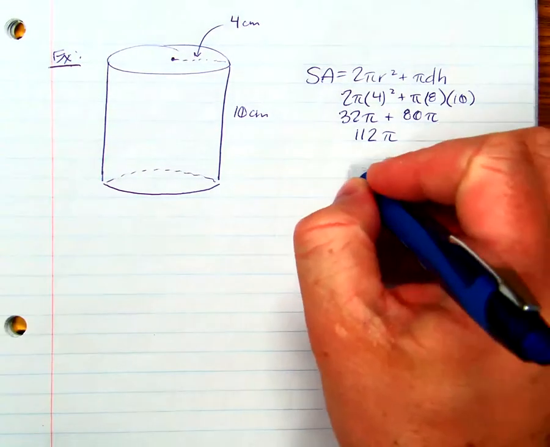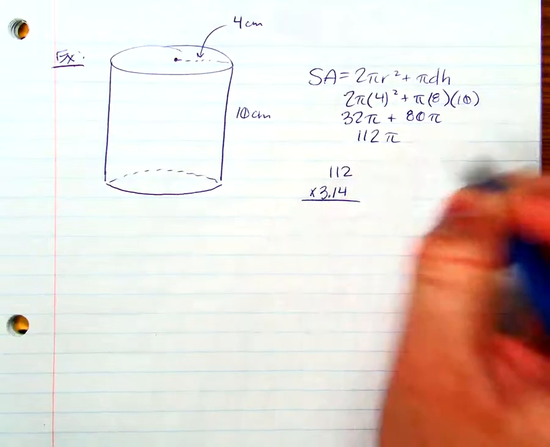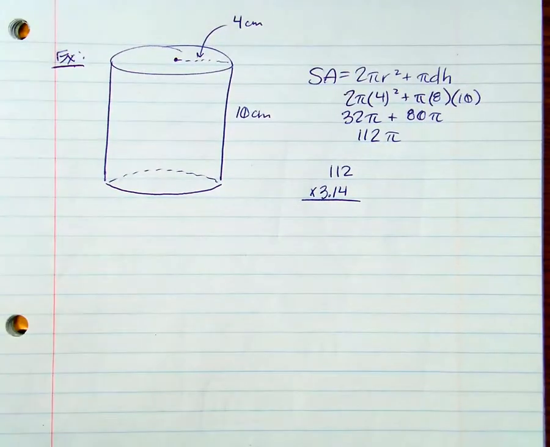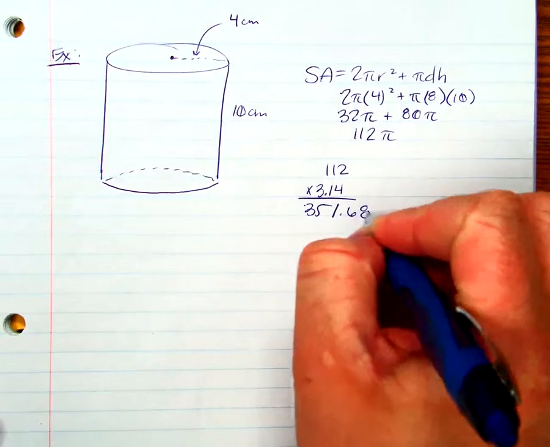So I'm going to take my 112, multiply it by 3.14, because we're going to round pi off to 3.14. And that's the only time we would actually need to multiply with a decimal. Now, because we are short on time today, I'm not going to work the whole thing out. I'm just going to calculate it real quick. 112 times 3.14 is going to give us 351.68.